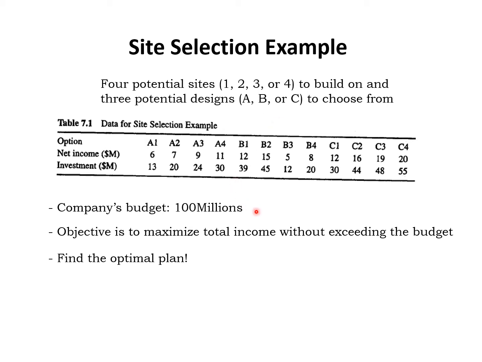But for now it's not clear whether you don't have to build on a specific site, or the other option is you must build one using one of these designs. So the budget of the company is 100 million, and the objective is to maximize total income without exceeding the budget. Okay, so basically, yes, we probably have a choice not to build actually in this case.